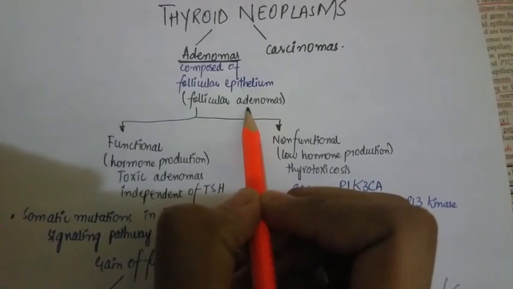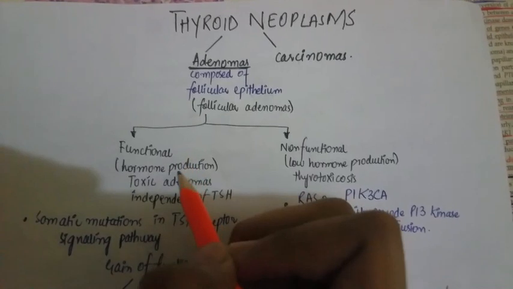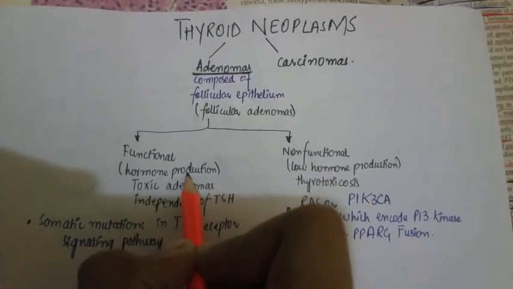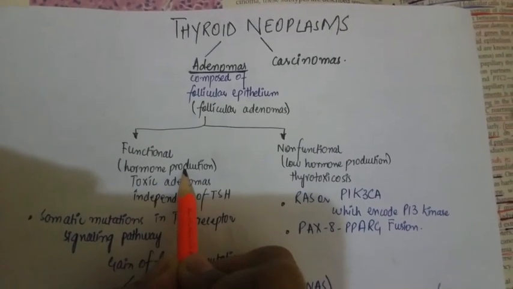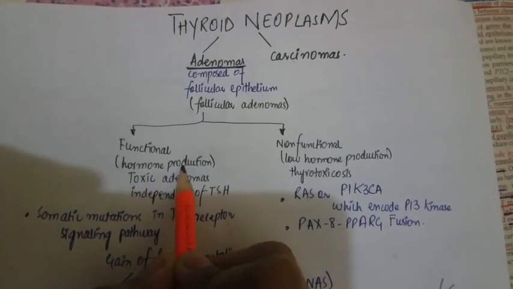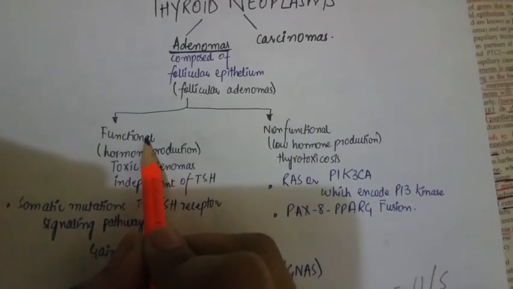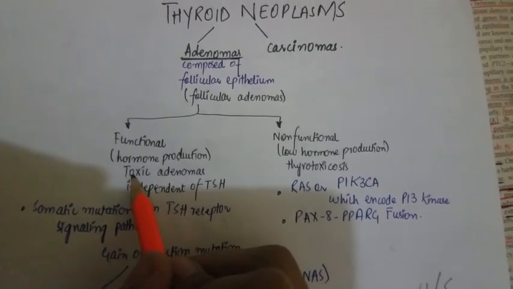The follicular adenomas or the thyroid adenomas is further classified into functional adenomas and the non-functional adenomas. What is the difference between the functional adenomas and non-functional adenomas? When there is a hormonal production from the adenomas, it's called functional adenomas. The example of the functional adenoma is known as toxic adenomas.